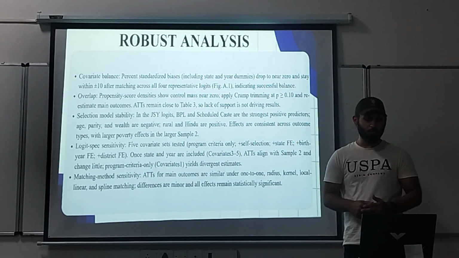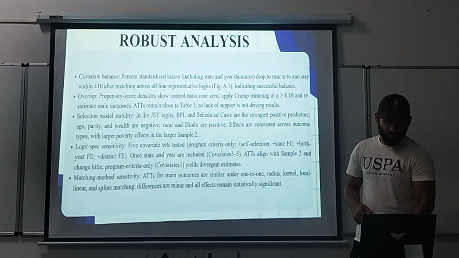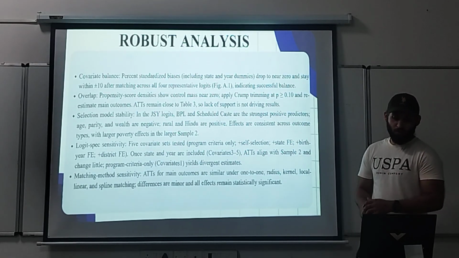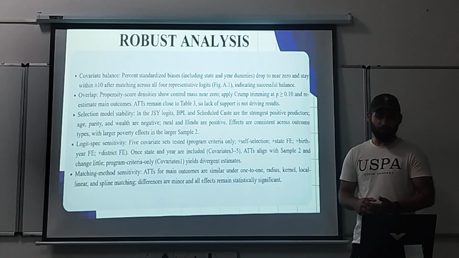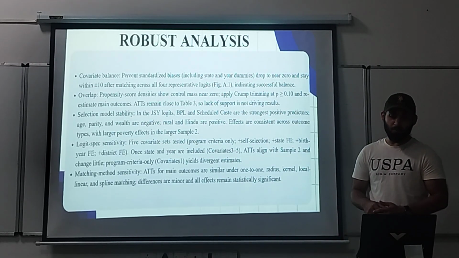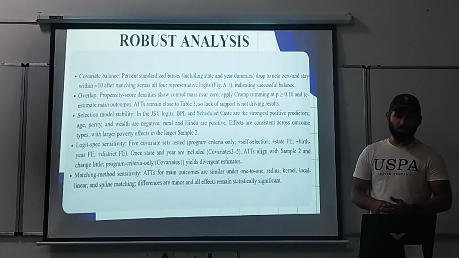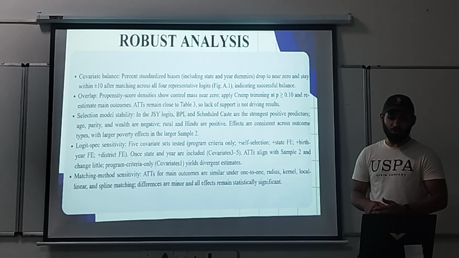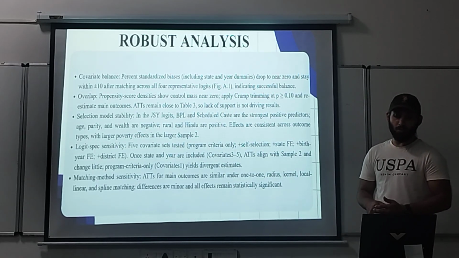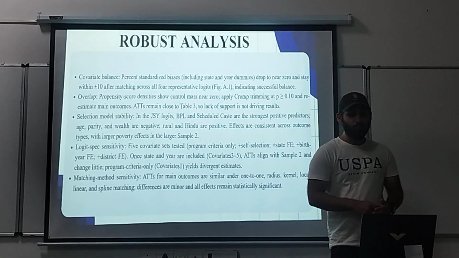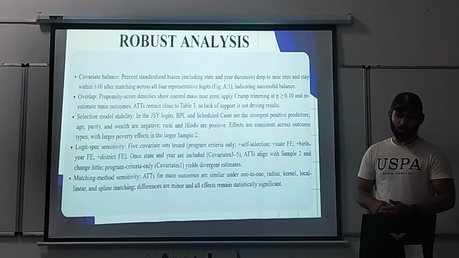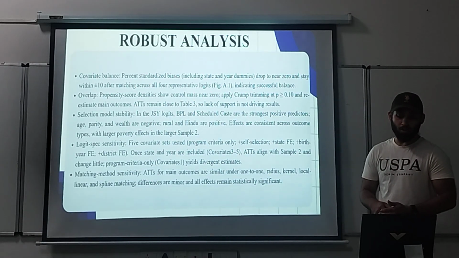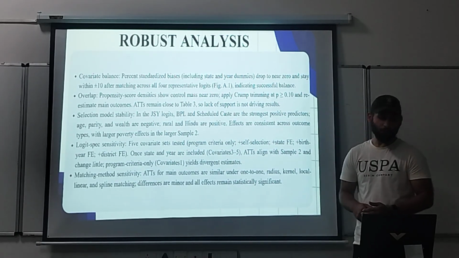In the GSY logit models, below poverty line and scheduled caste are the strongest positive predictors of GSY receipt, with age, parity and wealth being negative predictors. Additionally, rural and religion individuals are also likely to receive GSY. These effects are consistent across different outcome models. The effects are particularly strong in the larger sample too, which includes a broader set of variables.